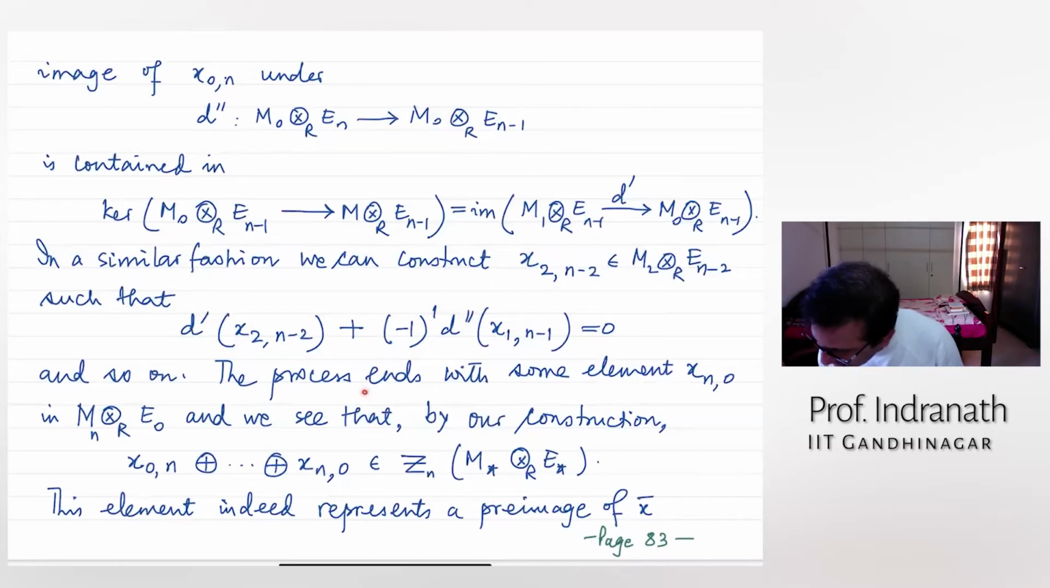Now this is very important, that this process ends with some element here, and we see that by our construction this sum, you can understand here the first index is increasing up to n, and the second index is gradually decreasing to 0. What did I say? I said that the first is through these m's and the second is through these e's. Then you will be able to show that it will eventually belong to a kernel. I mean, it will be a cycle.